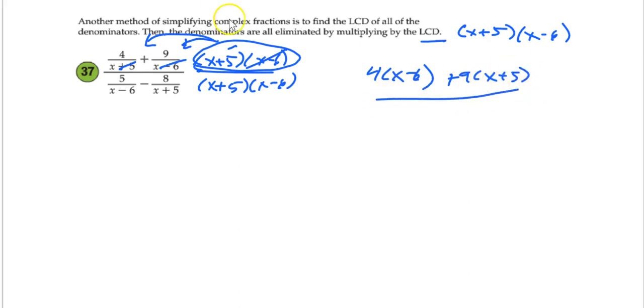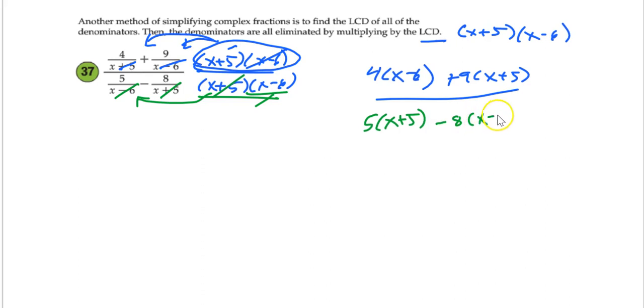On the bottom, right, same idea, we're going to multiply this by both of these. And you multiply these by that, the x minus 6s would cancel. You just get 5 times x plus 5. When you multiply these by this, the x plus 5s cancel. You just get x minus 6 times negative 8. And then all you have to do is simplify that. Distribute, distribute, distribute, distribute.